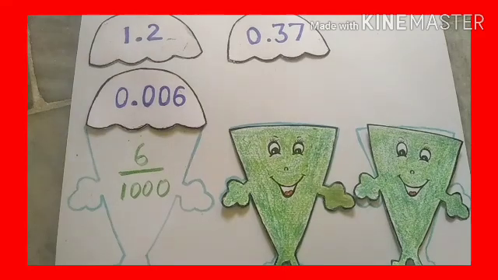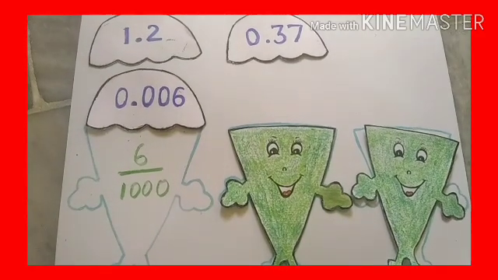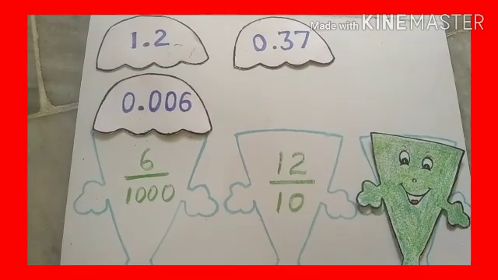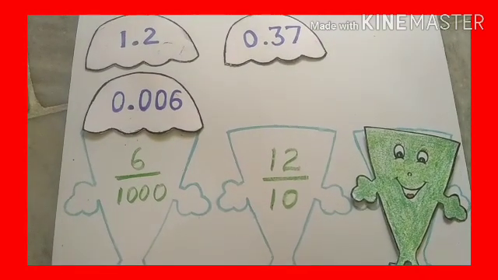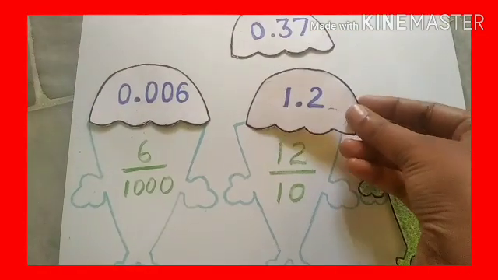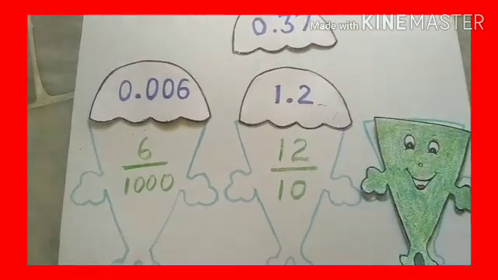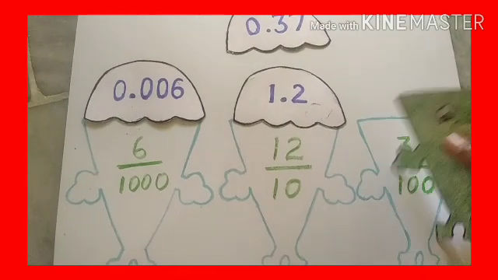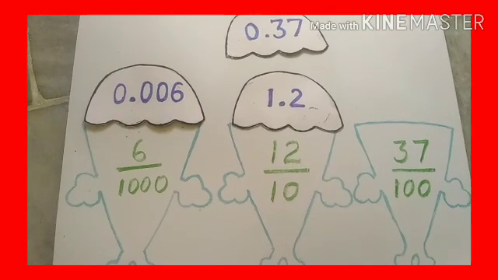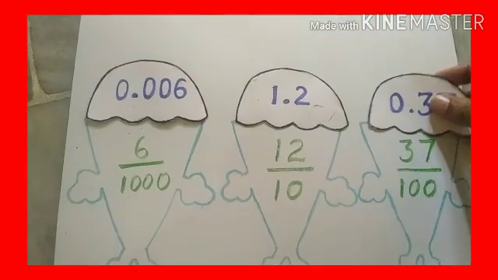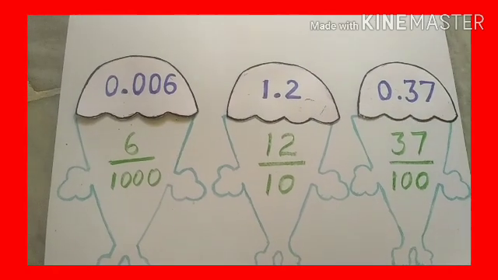Second one, 12 by 10. Let's convert 12 by 10 into decimals. That is 1 and 2 tenths. Third sum, 37 by 100. Let's convert 37 by 100 into decimals. That is 0 and 37 hundredths.